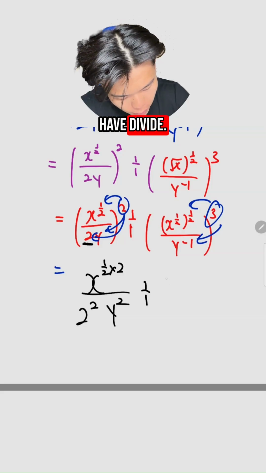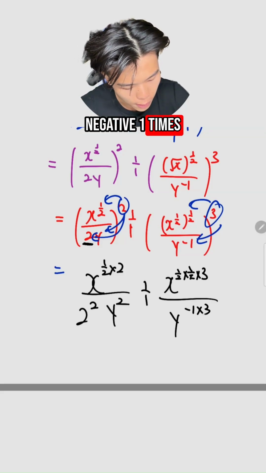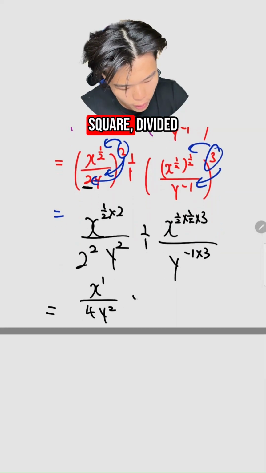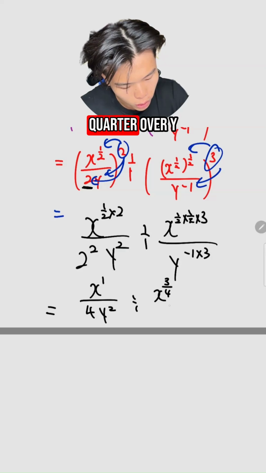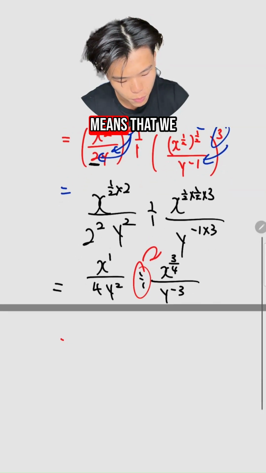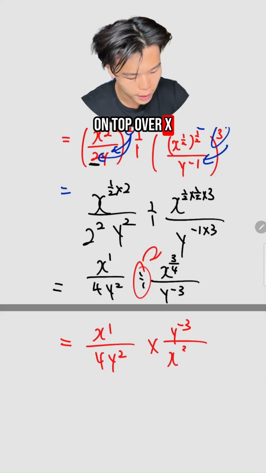And then now we have divide. Now it's x to the power of half times 3 over y to the power of negative 1/3 times 3. And simplifying the powers over here, we get x to the power 1 over 4y squared divided by x to the power of 3/4 over y to the power of negative 3. And now over here, we see that there's a divide fraction, which means that we can flip this to give us y to the power of negative 3 on top over x to the 3/4.